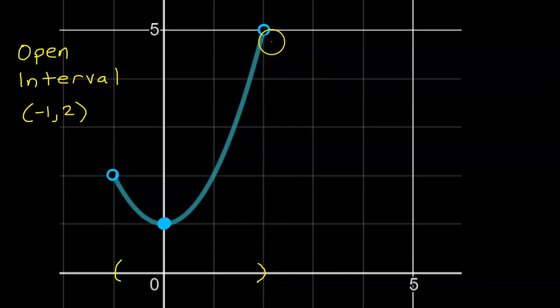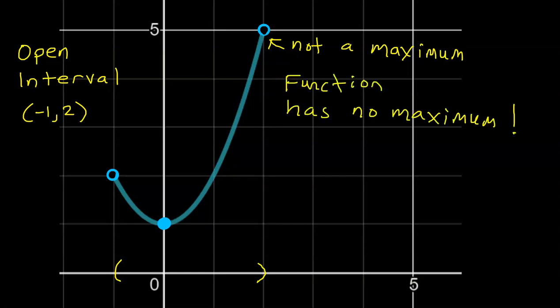So be careful. This endpoint way up high is not the maximum. This is not a maximum value. It can't be because this point is not part of the function at all. That's why it's an open circle. In fact, this function has no maximum. The function does have a minimum right here at the point 0, 1.